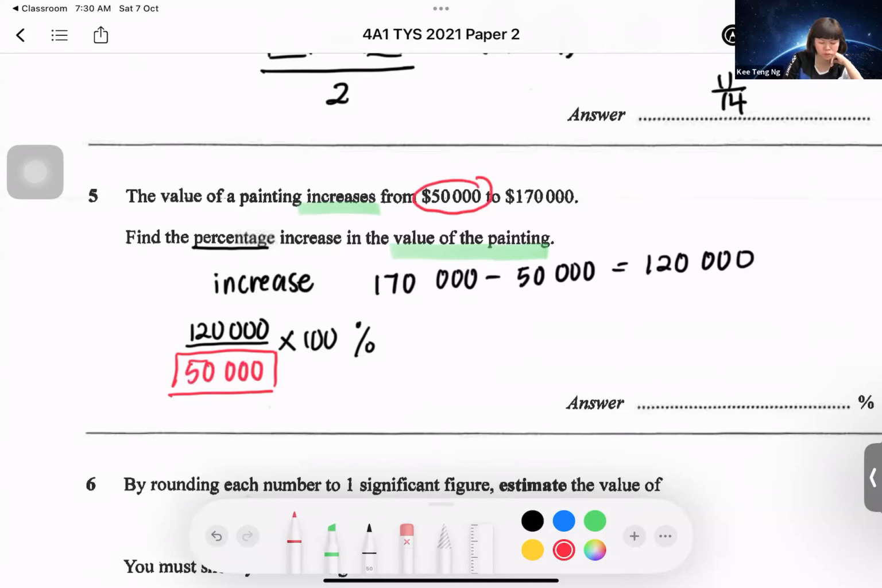Okay, so I get 120,000 divided by 50,000 times 100. Do not press the percentage in your calculator, just leave it. Just put 100, right? So this one will be 240%, the increase. Now, if the painting increased by 240%, what will be the total percentage of the painting itself now? So the painting itself now will be 340%. So sometimes you can have a percentage that's more than 100%. So please take note.